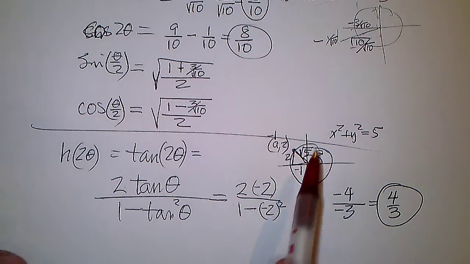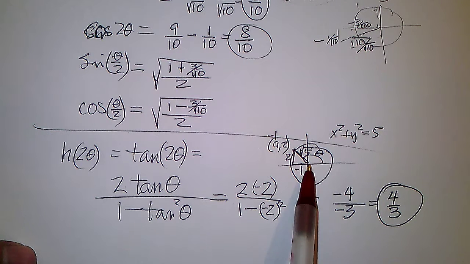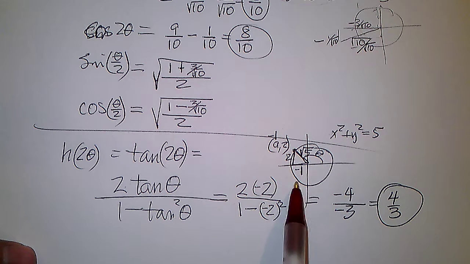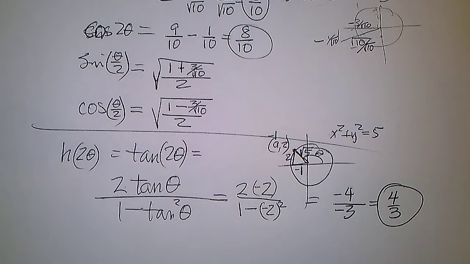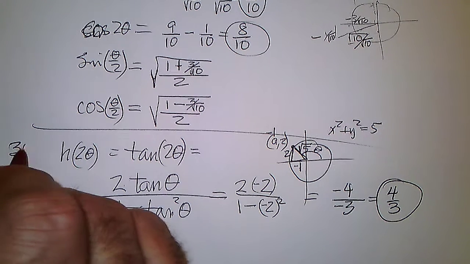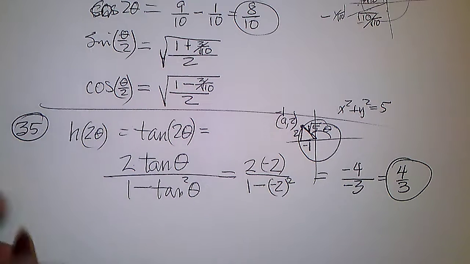And that's positive. Well, if it's here and we double it, it's going to be over here someplace, and the tangent's positive. No, over here someplace. So, and the tangent's positive in that quadrant. So that's working out. That was number 35. Next one was 45.